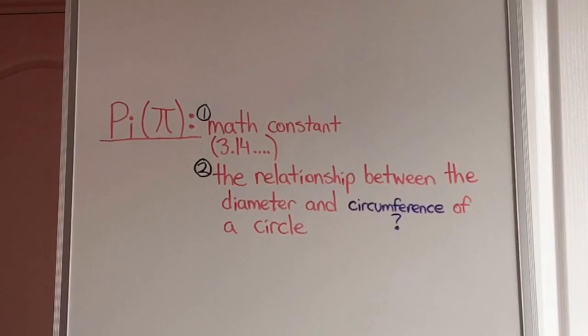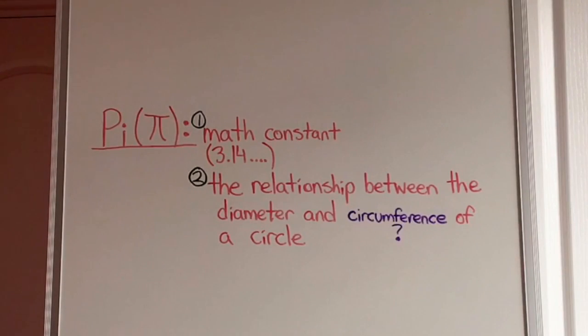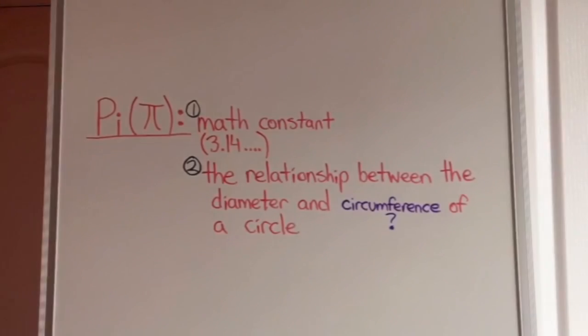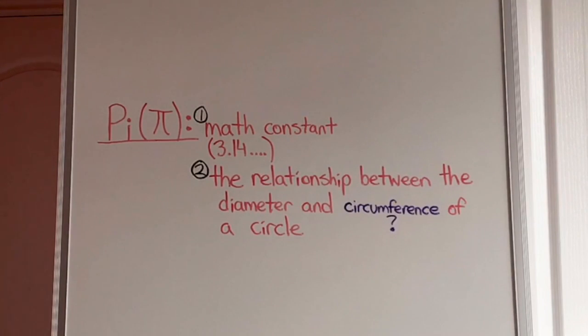The next term we'll be learning is pi. Pi is actually a math constant. A constant is a number that never ends. The real number that represents pi starts with 3.14, but never ends. Pi is also the relationship between the diameter and the circumference of a circle. This may not make sense at first, as we haven't learned what circumference is, but once we do, this will make more sense. Just for now, know that the circumference, diameter, and pi all have some kind of relationship.